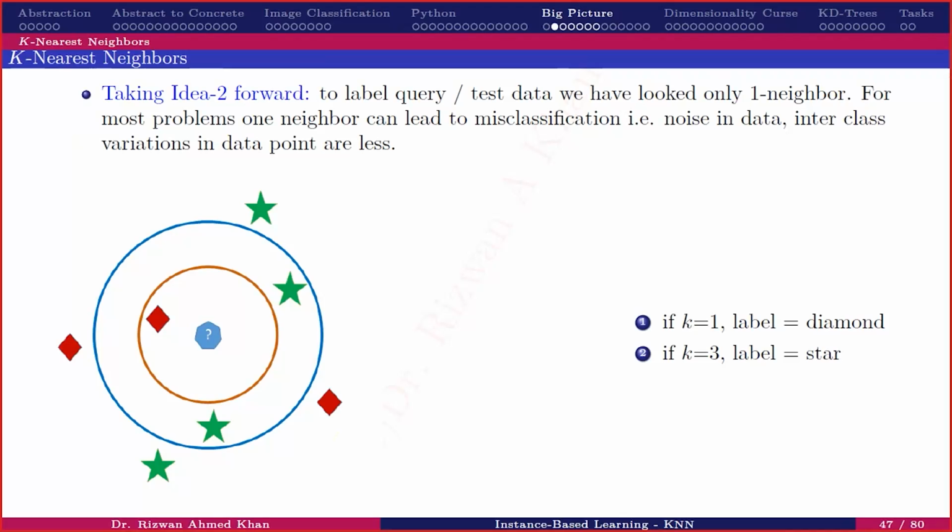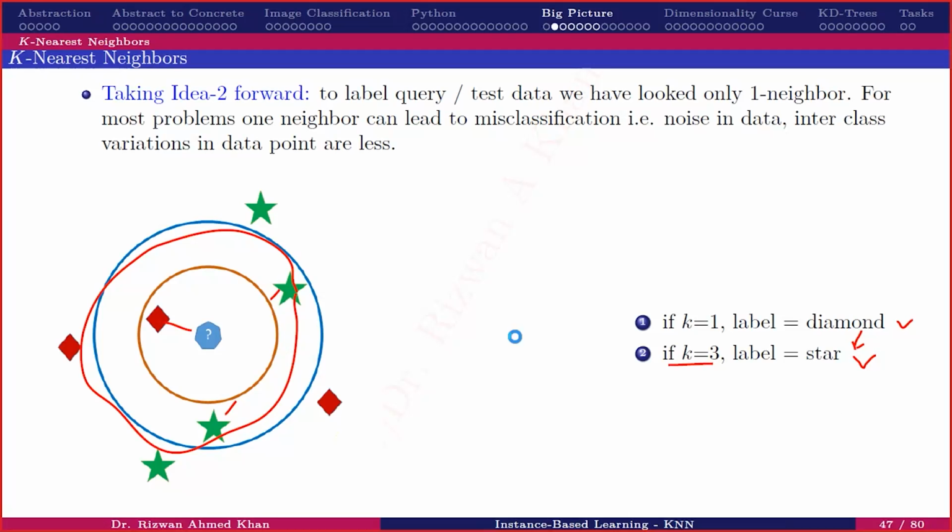But if we add more neighbors, so three nearest points, so these three are the nearest points, and this is kind of a circle that encapsulates these three nearest data points, and we'll do majority voting, and in this case our classification result will change from diamond to star. So this is the impact of adding more nearest points or nearest neighbors.